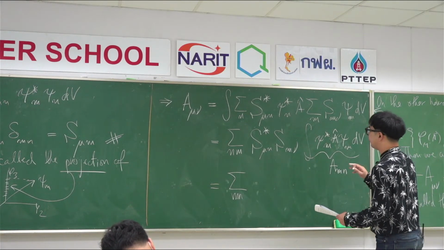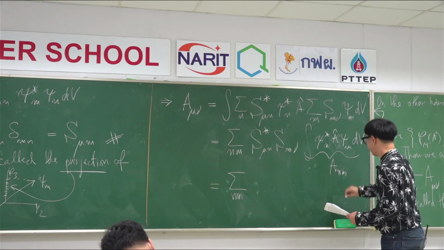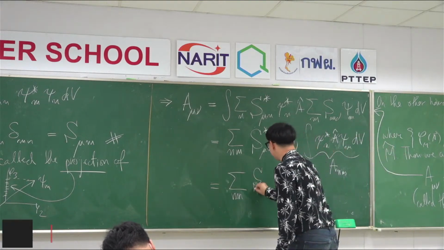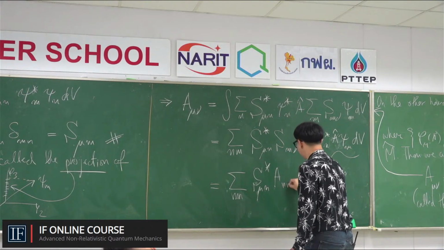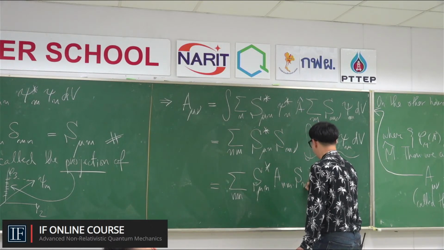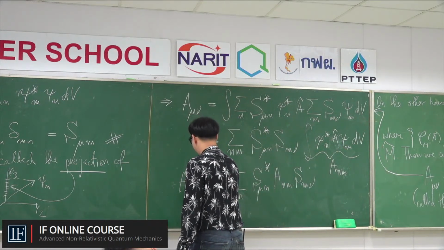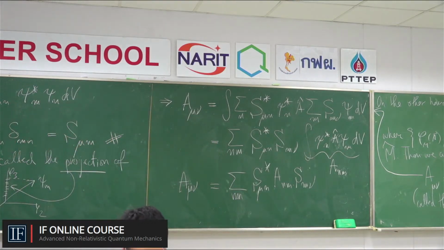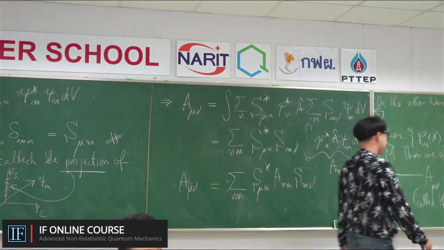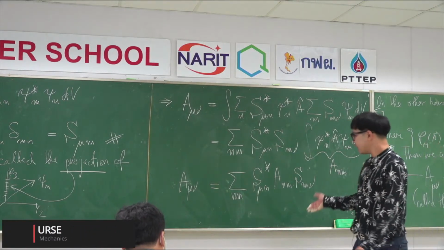Oh, sorry. I think it should be n here, right? Yeah, sorry. N, m. Okay. So we start with this, and m and m mu. So this is the way that the matrix elements of the operator A transform under the change of the basis representation from the R to the M.